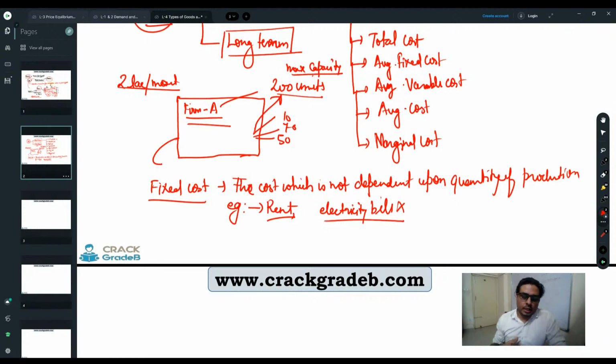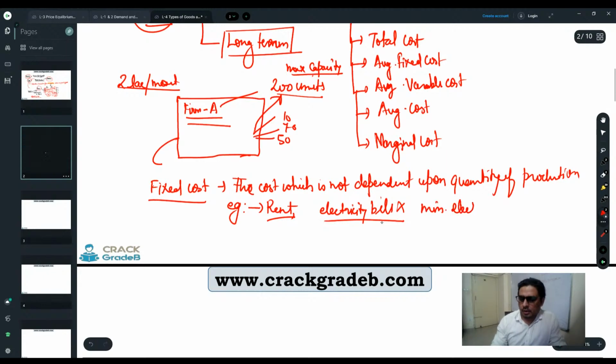Why? The units of electricity used for the production activity of 50 units, and from 50 units to 100 units or 200 units, are going to increase and decrease as per the requirement of production activity, so definitely it will not come under the category of fixed cost. But if I say minimum electricity bill, then it doesn't matter.